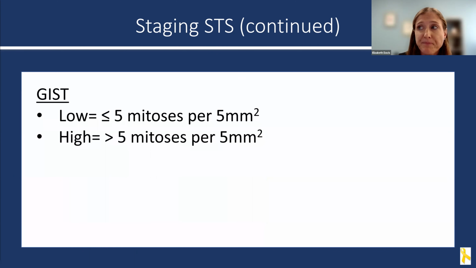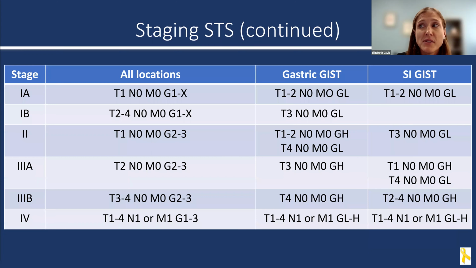GIST is slightly different in that we're merely factoring in low or high, and it's by whether the tumor has less than or equal to 5 mitoses per 5 millimeters squared or greater than 5 mitoses. So putting it all together, you can see stages 1 through 4 listed here. On the second column, you can see all locations, and then on the right 2 columns, you can see the staging for gastric and small intestinal GIST.